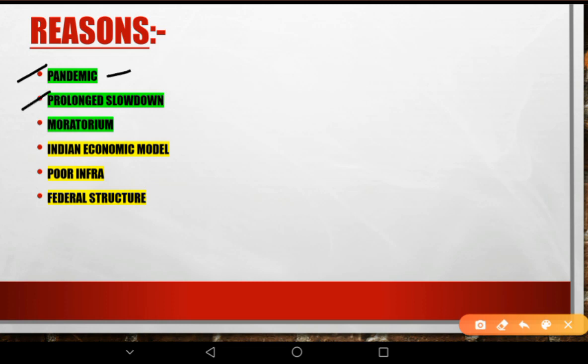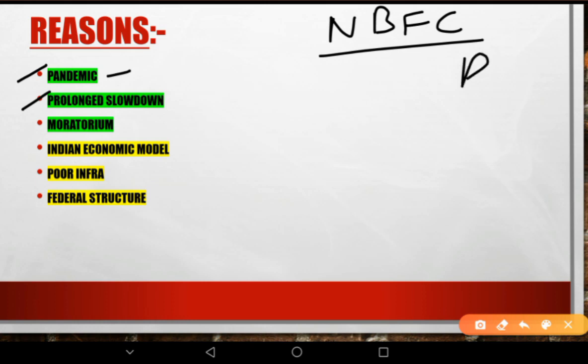So we have seen a slowdown before March also due to the severe NBFC crisis, like ILFS, etc., as well as non-performance of our financial sector companies like ILFS and a few scams which happened in PMC, etc. And moratorium is also a reason.